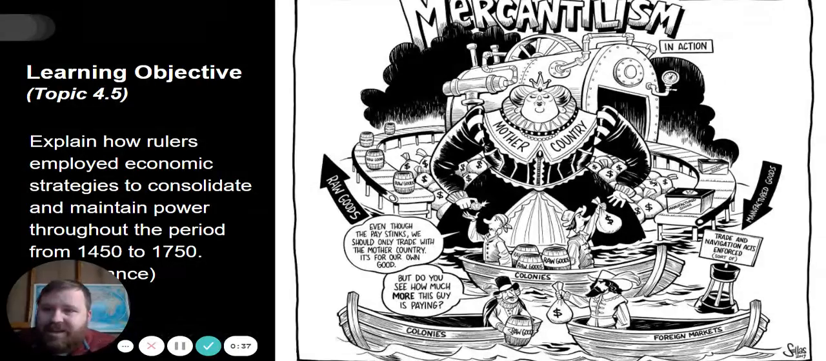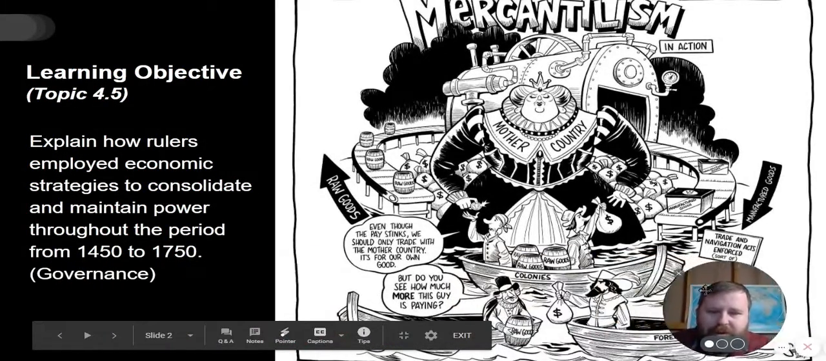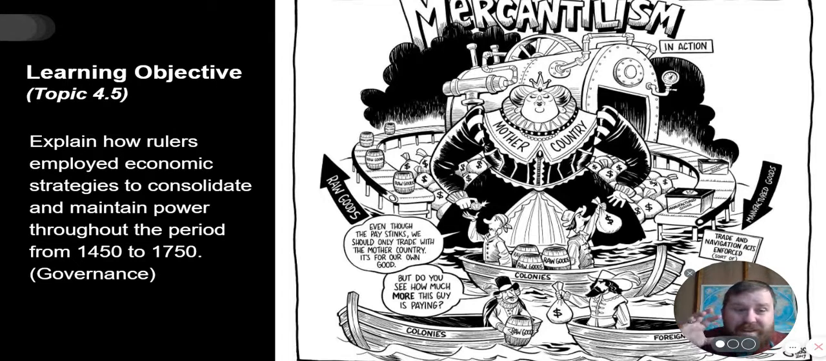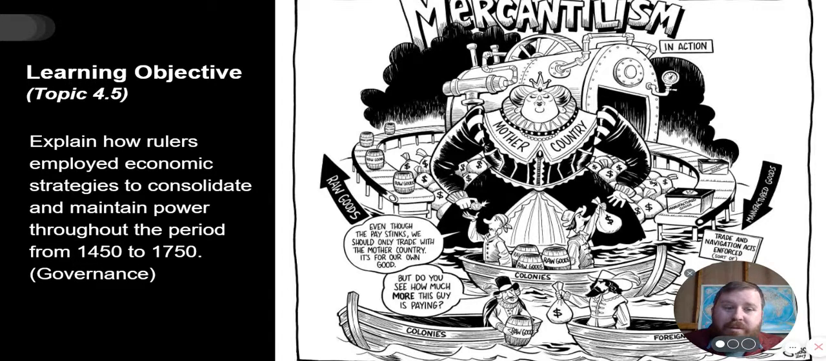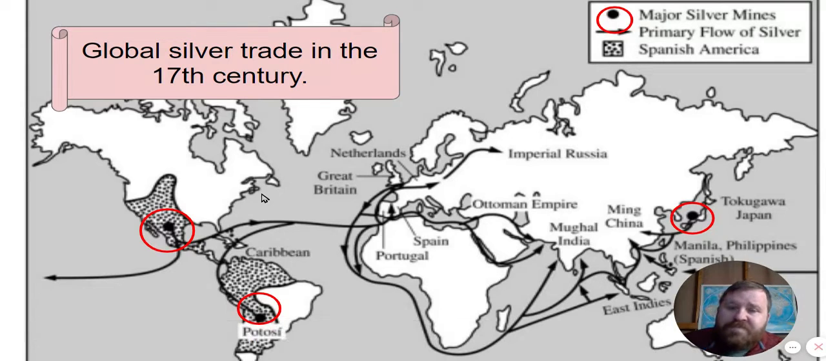So what we're going to look at today is we're going to explain how rulers employed economic strategies to consolidate and maintain their power throughout the period from 1450 to 1750. Okay, so how did they use economic strategies to consolidate their political power? We might have a lot of stuff in the economic box and in the political box, but there will be other stuff throughout this. We're going to hit on every theme, so you will fill out probably everything as we go through.